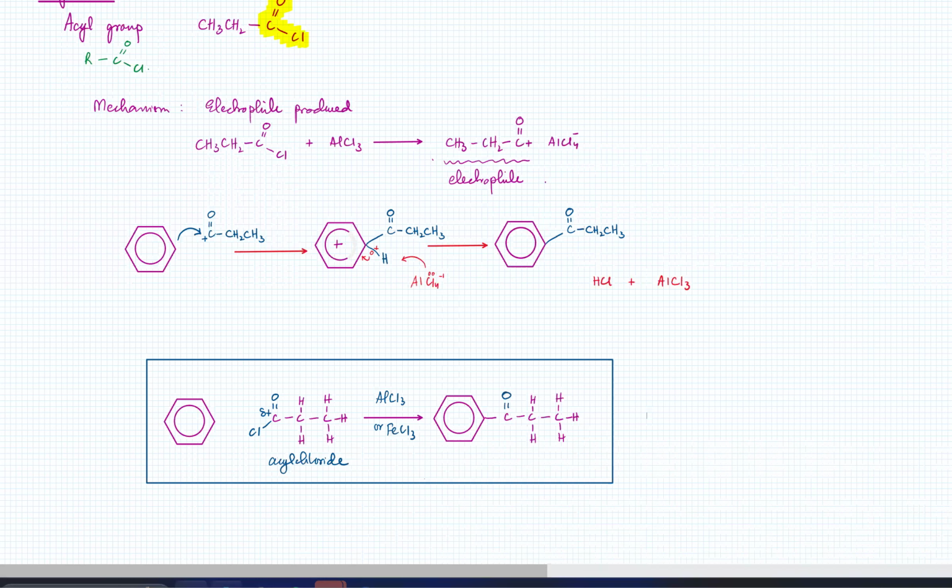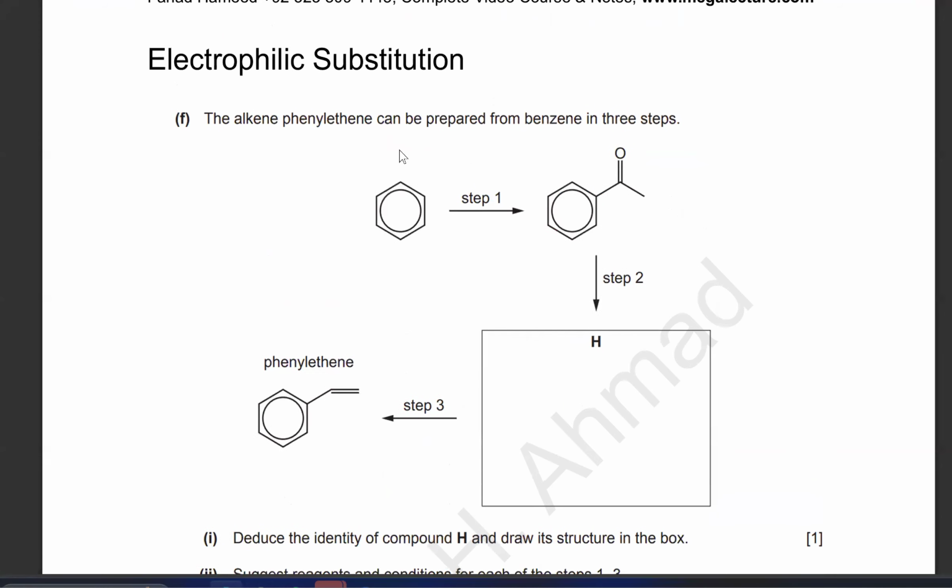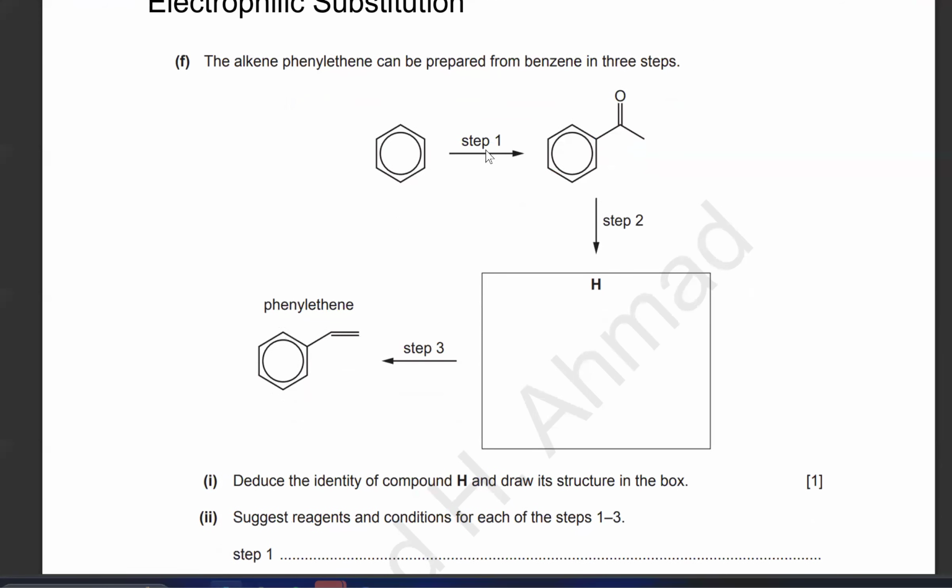Now we're going to move to past papers. I think we've done all of electrophilic substitution. If I see something else, I'll add. So over here, what is he doing? He's asking for the conditions for step number one. That is a benzene, so acylation is happening. Is this clear?